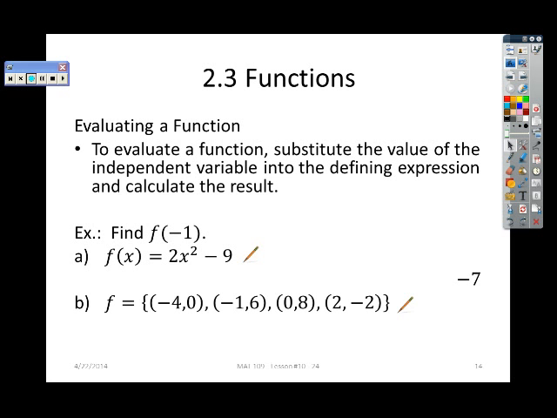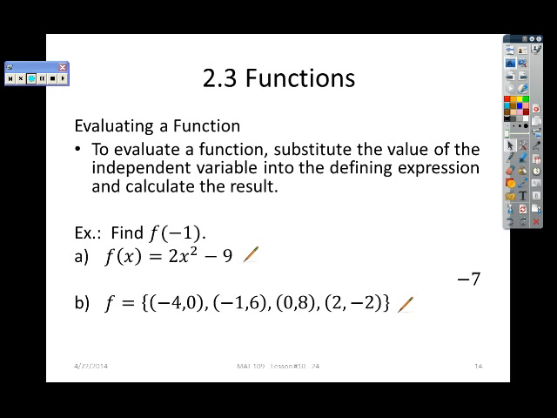So evaluate this at minus 1, you get the number minus 7. We just did that. You can also evaluate these functions defined as sets of ordered pairs. In this case, we're going to define f to be this set of ordered pairs. I still want to evaluate f of minus 1.